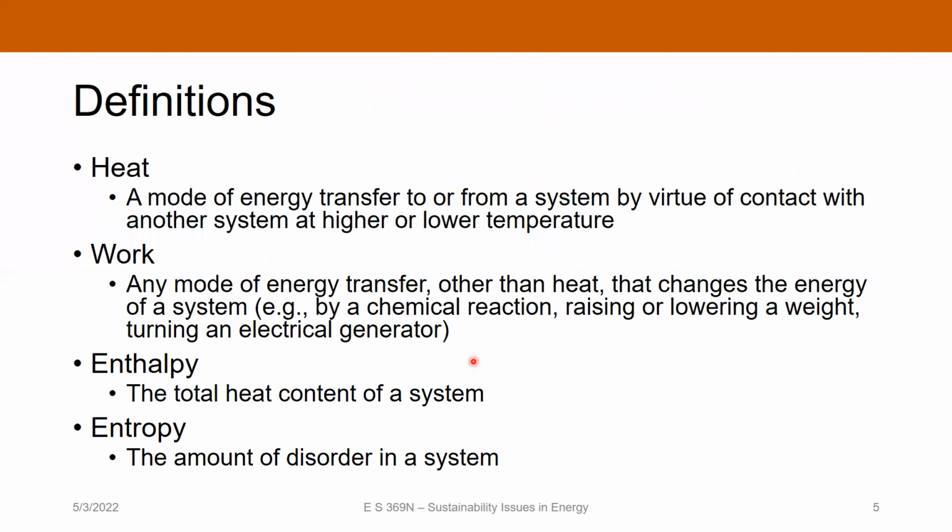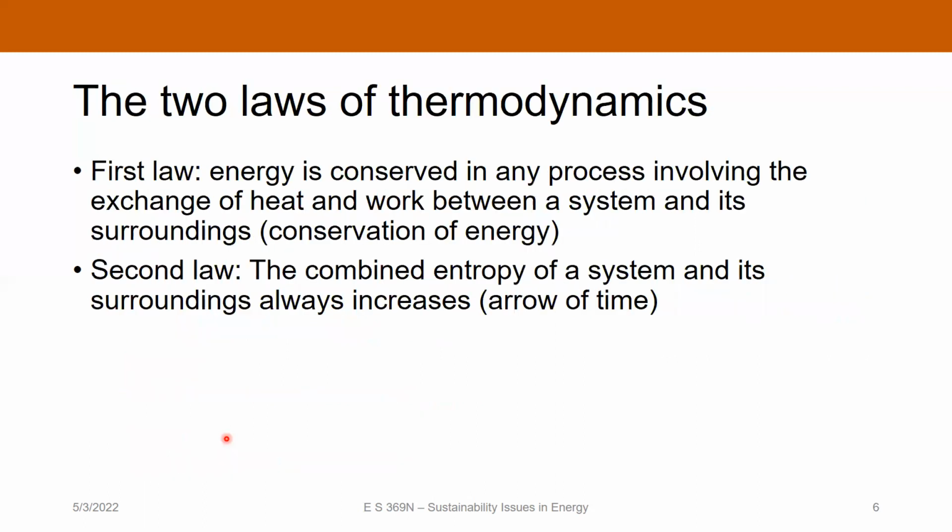And if we go back a slide, entropy is the amount of disorder in a system. So a higher level of entropy means that there is more disorder in a system. In general, if you combine a system and its surroundings, the entropy of that combination always has to increase. It always goes towards a state of further disorder, okay?